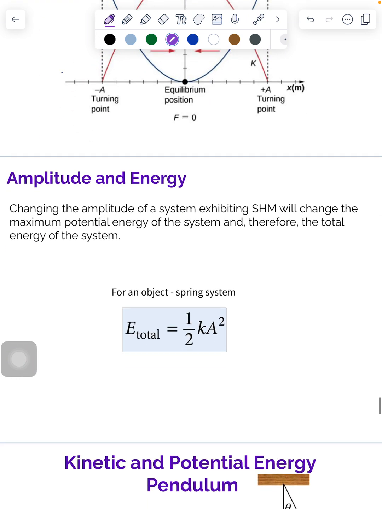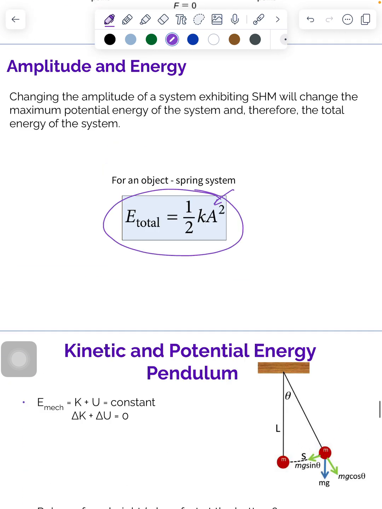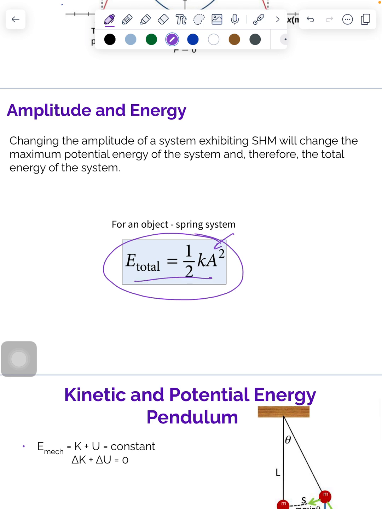All right, as promised, here's an equation for the spring mass system. The total energy is 1/2 K A squared, where A is the amplitude of how far it's been pulled back. This does not matter when we're talking about the period of the pendulum, but the amplitude does matter when we're talking about energy. So there you go for the spring mass, and we're going to go ahead and use that in the examples.